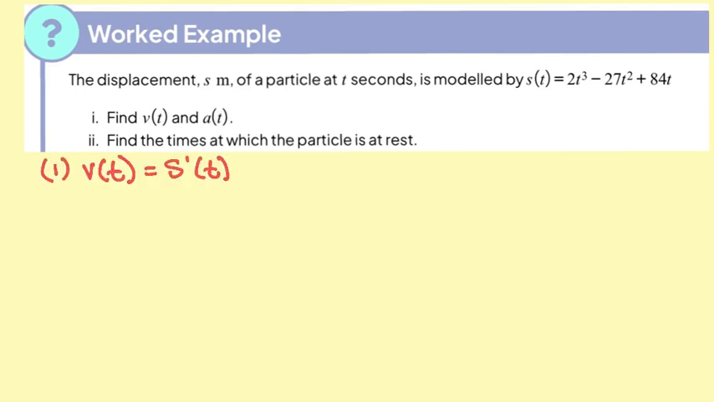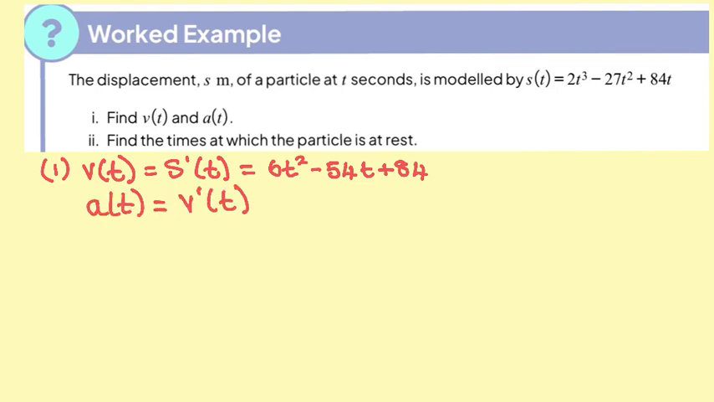The velocity v of t is equal to s dash t. In other words, we need to differentiate s of t, which equals 6t squared minus 54t plus 84. Acceleration is equal to the differential of velocity, which equals 12t minus 54.